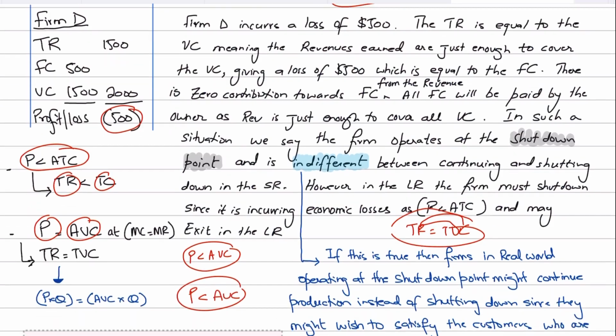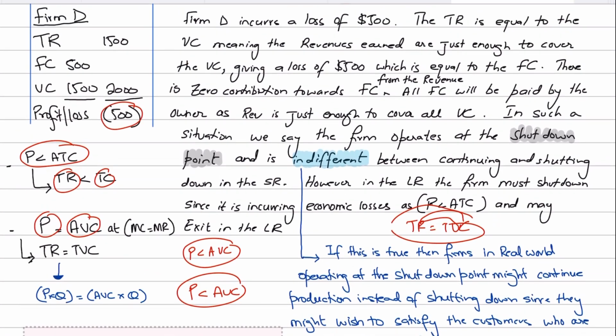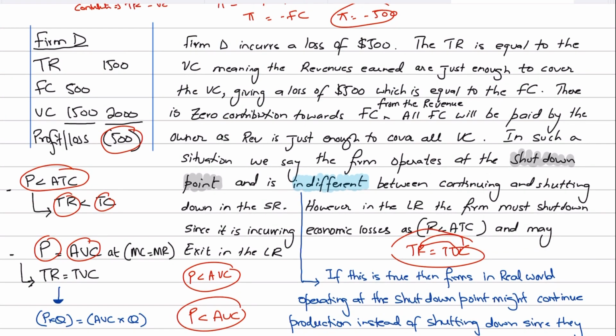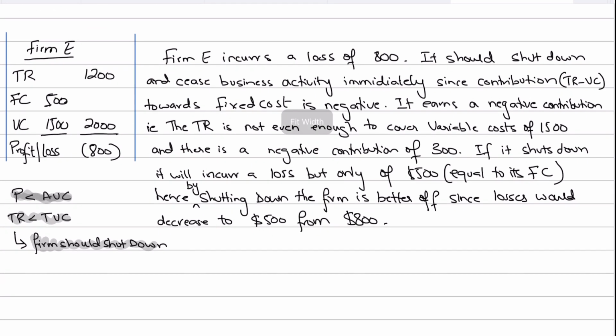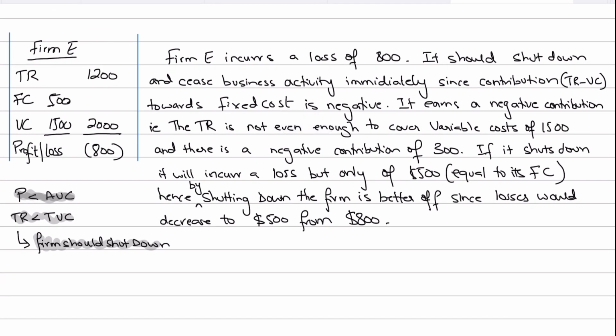Okay guys, so I hope you understood what the shutdown point is, and now there is one more example of firm F that I need to give you before we close this video. So guys, coming to firm F, you can see that it's representing a situation where it's incurring a loss of $800 and the revenue is $1,200 while the total cost is $2,000, right? So there's an economic loss of $800.